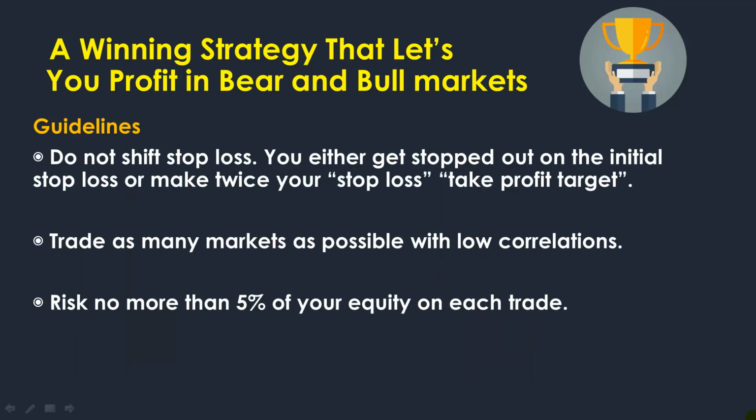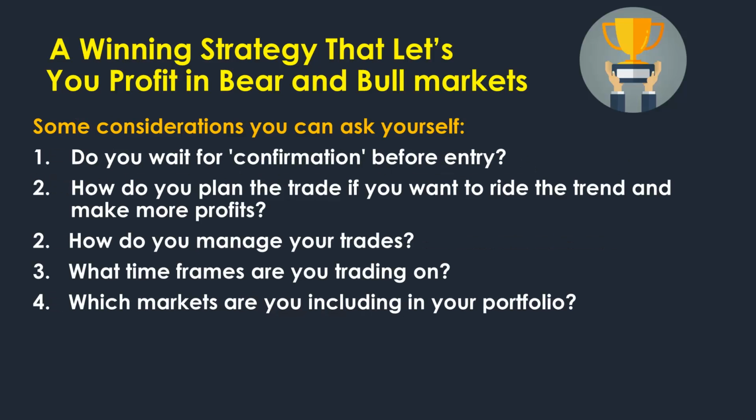So here are some guidelines. Do not shift your stop loss. You either get stopped out on the initial stop loss or make twice your stop loss take profit target. Okay. Another guideline here is trade as many markets as possible with low correlations. And of course, risk no more than 5% of your equity on each trade. Okay, we talked about that. Very, very important to have proper risk management.